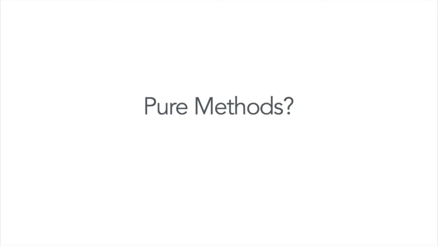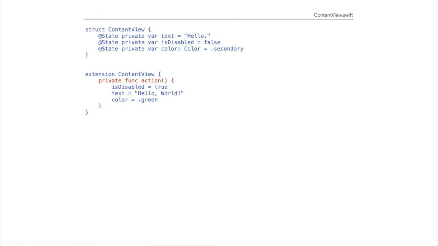Is there a notion of pure methods? We don't tend to call them that, but we do have methods inside of our structs that I would like to consider as being pure. For example, look at action. Action is one of those methods that doesn't take anything and doesn't return anything. In fact, if you look inside of it, it is setting values that seem to be outside of the function, and yet the function is really a method.